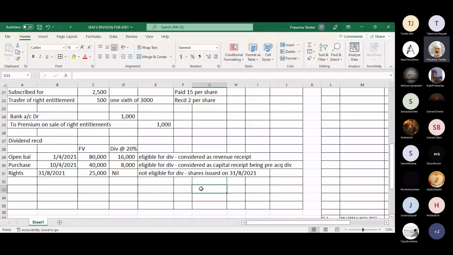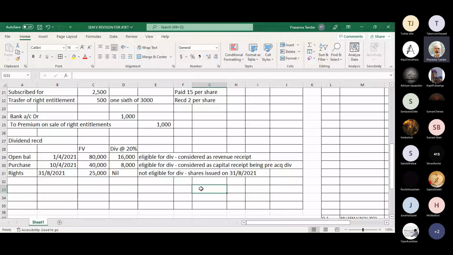Allotment. Date of allotment. The right shares, when was the right issue made, when was the allotment done? You can see the date written beside it, 31st August 2021. Okay. Now the dividend which we are discussing about is for the year ended on 31st March 2021. Got it?